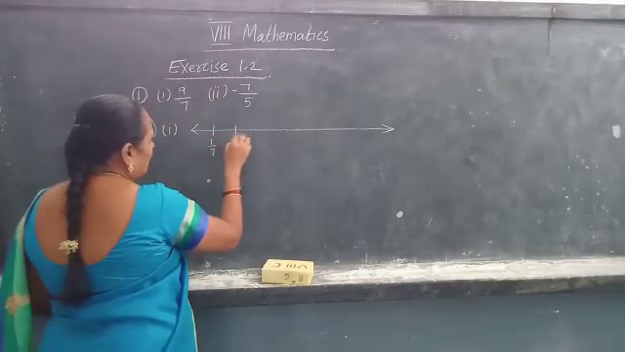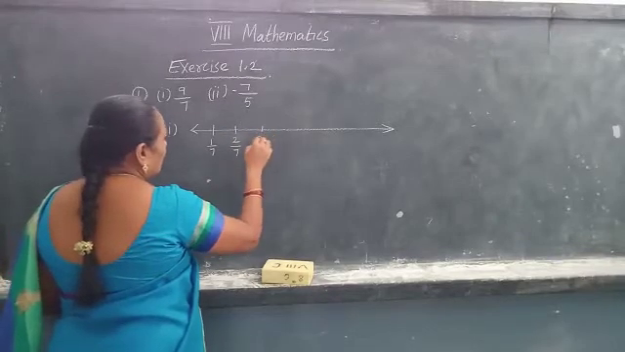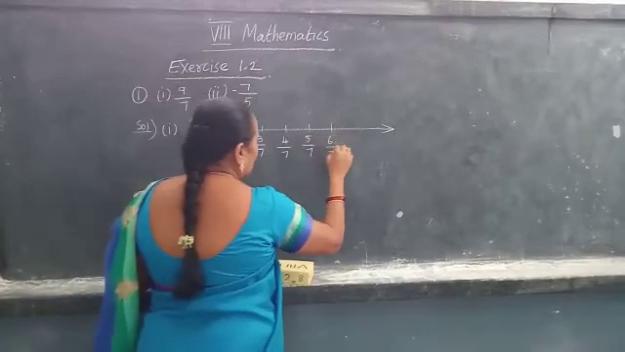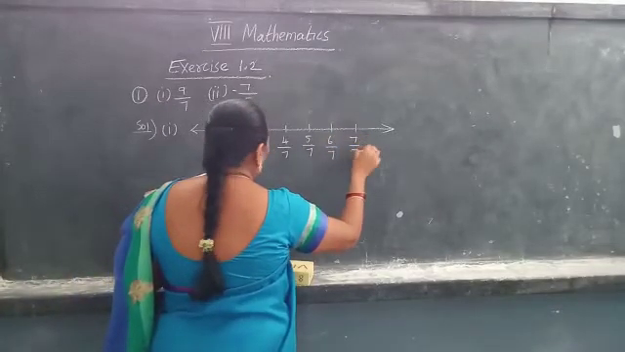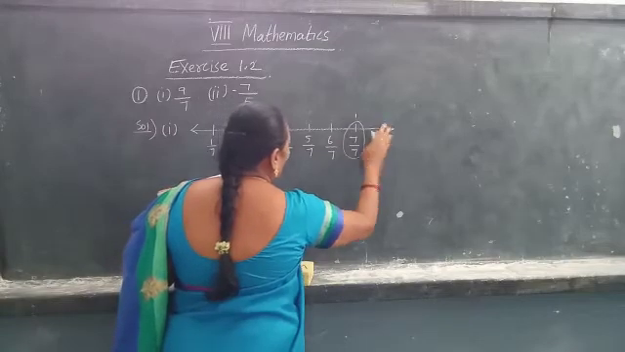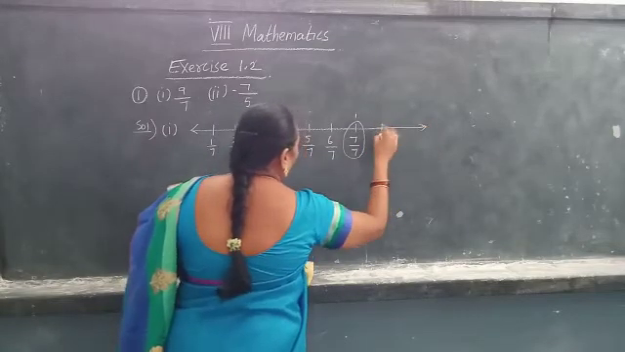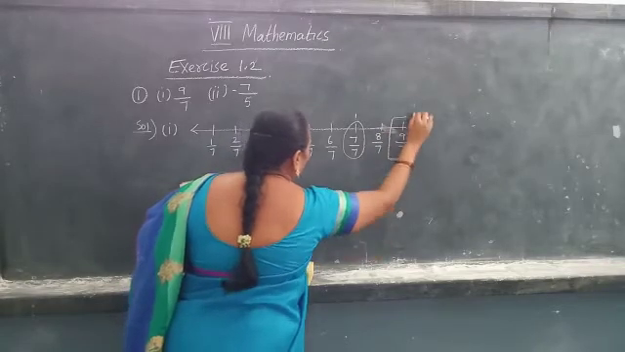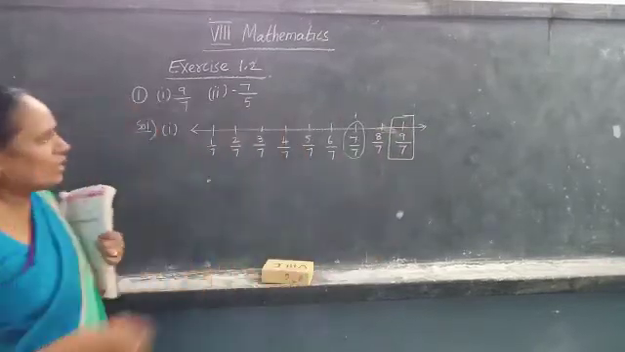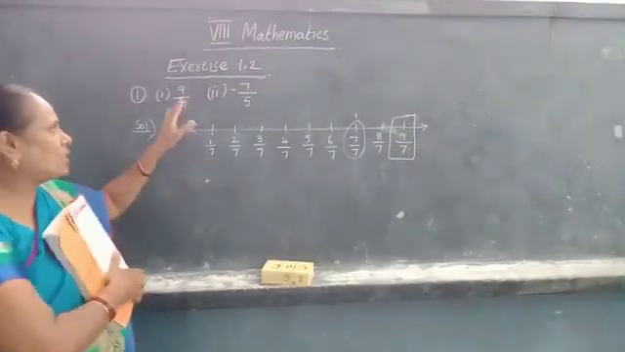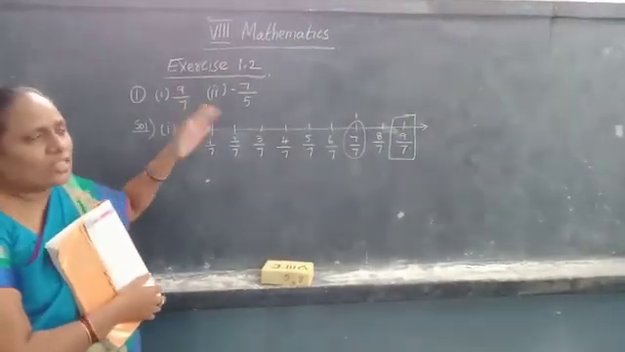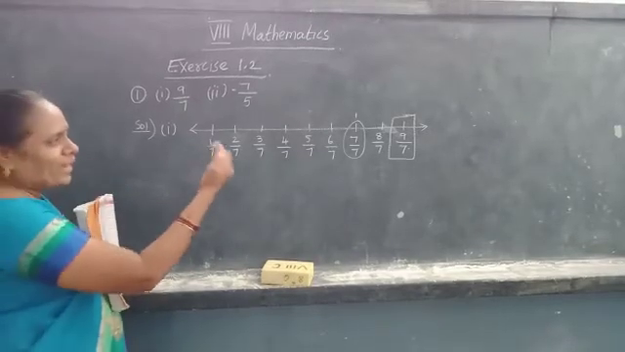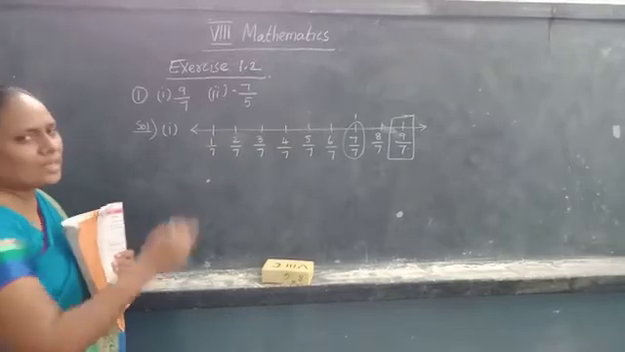1 by 7, 2 by 7, 3 by 7, 4 by 7, 5 by 7, 6 by 7, 7 by 7 is equal to 1, 8 by 7 and 9 by 7. So this we are representing on the number line. Either this way you can represent, and you all know that this is an improper fraction. You can change it into a mixed fraction and also represent it. So if the numerator is less than 10, you can represent like this.